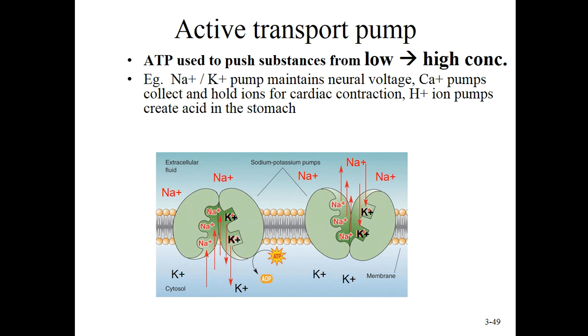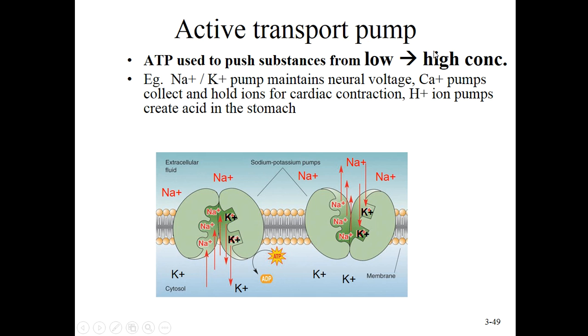Here's the third form of active transport, the active transport pump. Kind of funny that the active transport pump uses ATP. Look at that, its initials. Whoa. Okay, maybe you're not impressed by that. How about this? ATP is used to push substances from low to high concentration. Think about that for a second, people. This is remarkable. We rarely see this in the natural world.